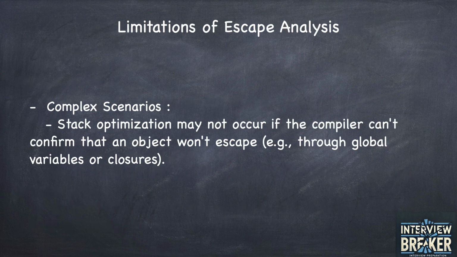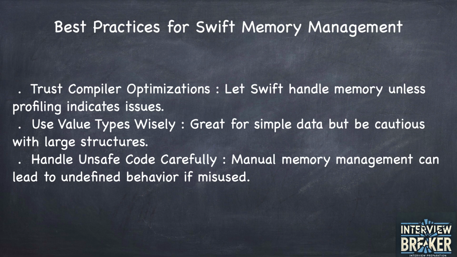Limitations, complex scenarios: the compiler might not optimize stack allocation if it cannot guarantee that the object doesn't escape, such as through global variables or closures. Best practices: trust Swift's compiler optimizations for memory management unless profiling indicates a problem. Prefer value types for simple data structures, but be mindful of their size. Be cautious with unsafe code. Manual memory management can lead to undefined behavior if not handled correctly.